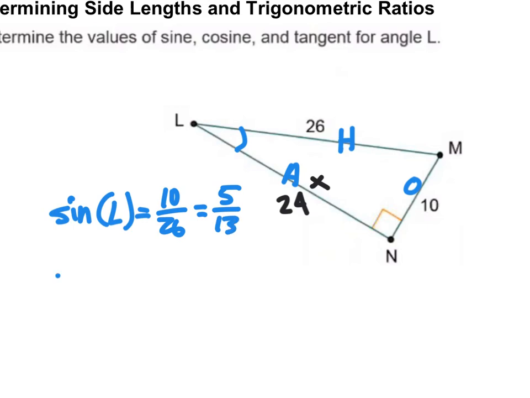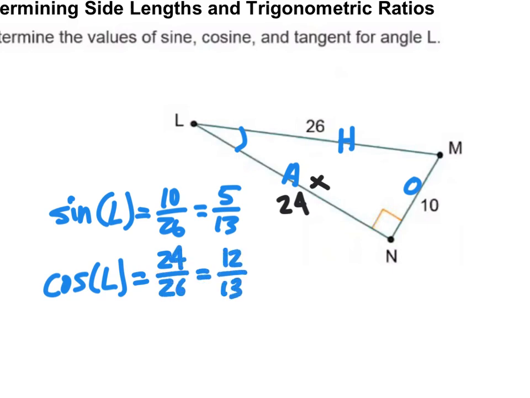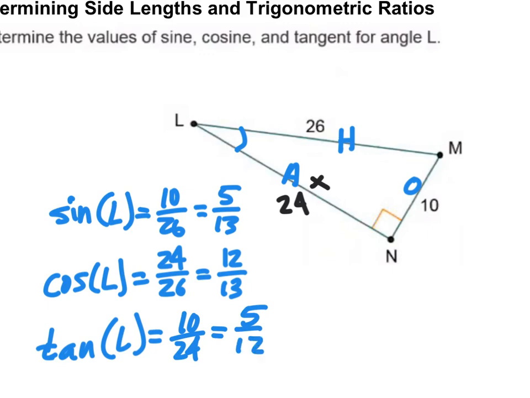If I did cosine of angle L, then I write out my adjacent side divided by my hypotenuse. So that's going to be 24 divided by 26, which simplifies down to 12 over 13. And then if I did tangent of angle L, that's going to be my opposite side divided by my adjacent side. So that's going to give me 10 divided by 24, which simplifies down to 5 over 12. And that's all I'm doing.